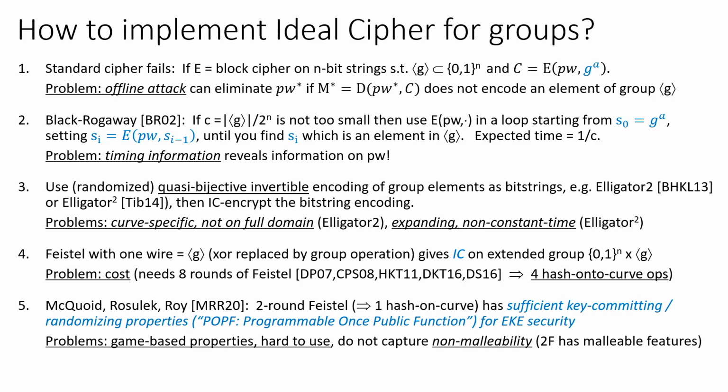McCoy, Rosulek, and Roy showed that a 2-round Feistel has sufficient randomizing, key-committing properties for EKE security. Well, they showed, but not, in my view, not exactly. So one has to recheck, I think. At some point, perhaps a proof of this will be in the public domain.